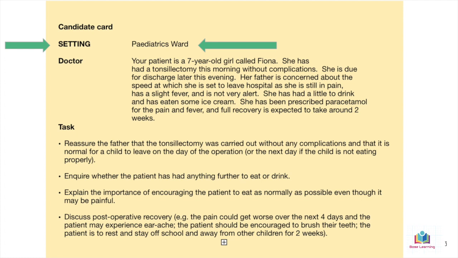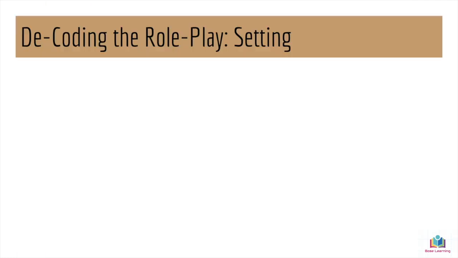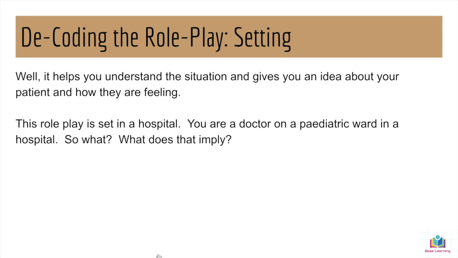Where is this role set? In this case, it's in a paediatrics ward. And in case you're wondering about pronunciation, paediatrics ward. So why is the setting so important? It's important because it helps you understand the situation and gives you an idea about your patient and how they are feeling. Remember, relationship building is such a key criteria of the OET Speaking subtest, and it's very important you know how your patient is feeling so you're ready to empathise, sympathise, etc.